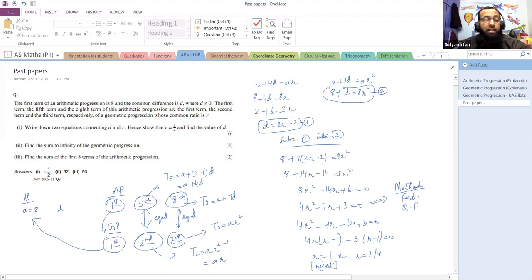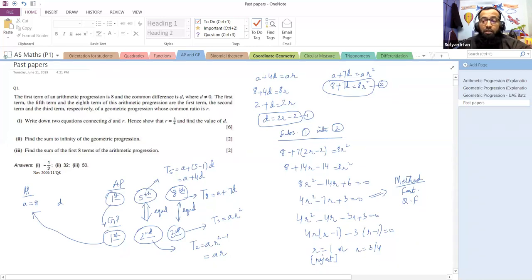We already know that R can never be negative 1, 0 or 1. So in this question, if R is 1, it is not practically possible. This means we have to reject it, and the only value of R that we will give is 3 upon 4. And if we are going to find D, then it would be 2 multiplied by R, which is 3 upon 4, minus 2. Now 3 upon 2 minus 2 is negative 0.5, which is negative half. So the common difference that we have found is negative half.